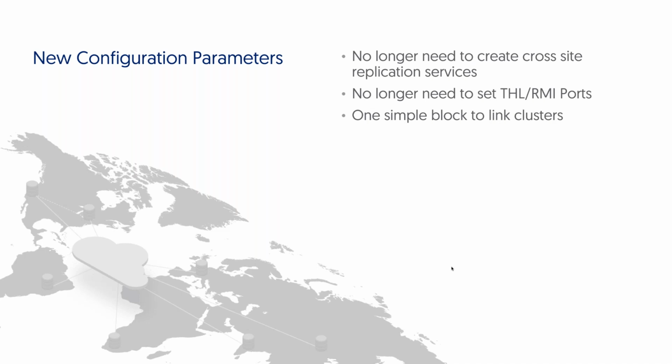Gone are the days of having to individually set the THL and the RMI ports for the replicators and hoping you get them matching across nodes and not in conflict. In V6, we do that for you. So all you have now, at a minimum, is 3 lines in the config file that link your clusters together. So let's take a quick look. What does that look like?